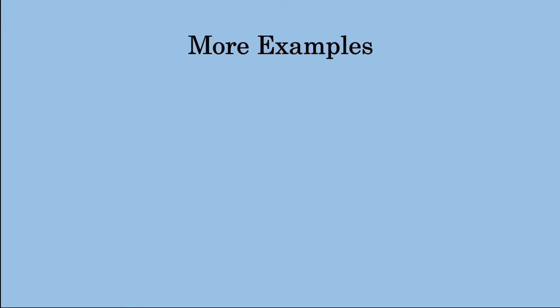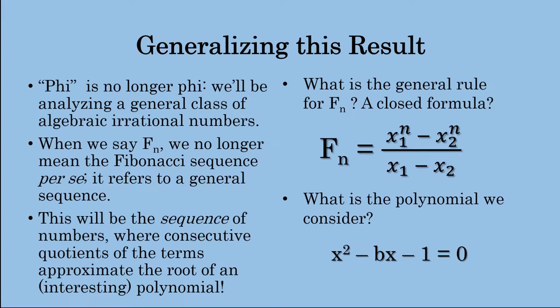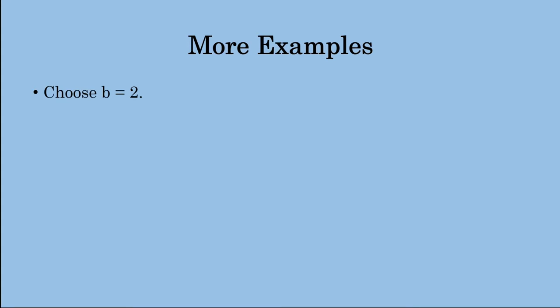So for one example, let's choose b equals 2. It's actually a fairly intuitive kind of example, because what we'd just seen before is where b equals 1, right? Because our polynomial is x squared minus x minus 1. Well, now let's change it. Now let's make our coefficient of x be negative 2. Well, in this case, the continued fraction expansion that emerges is 2 semicolon 2 comma 2 comma 2 comma 2, indefinitely.